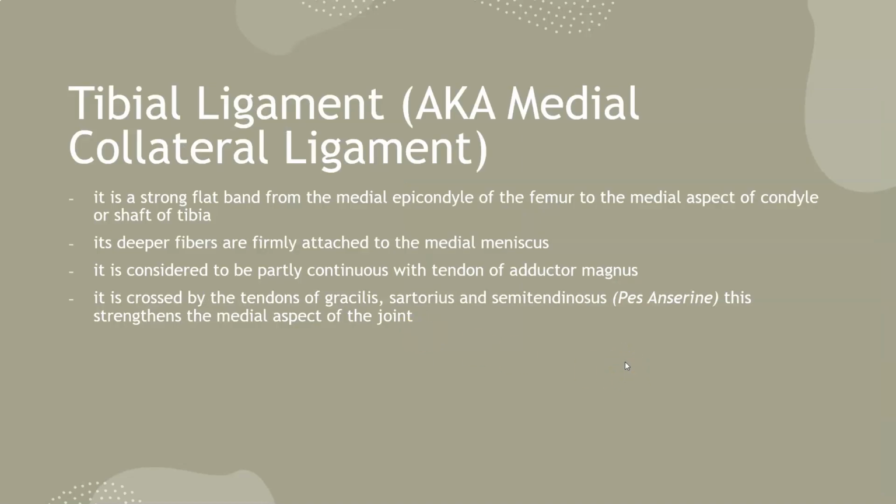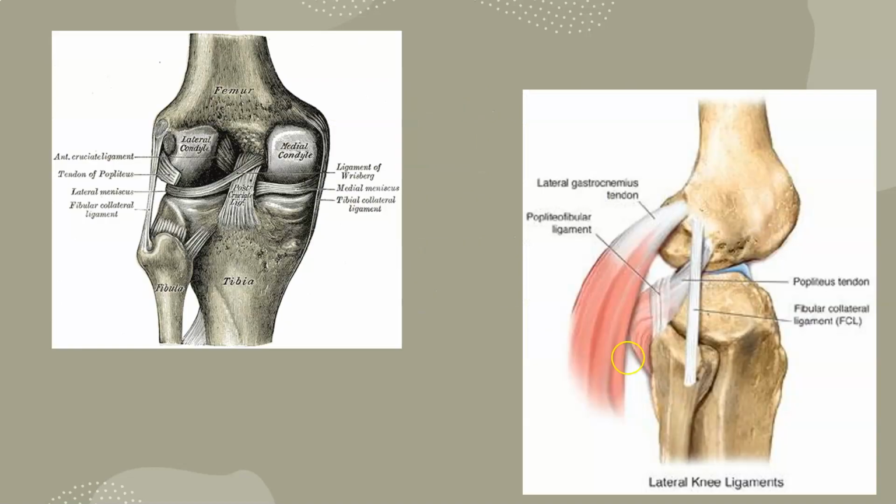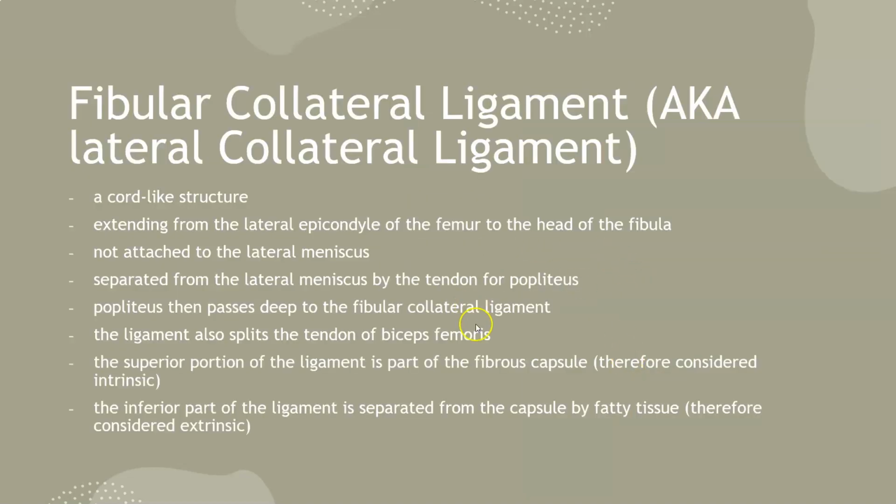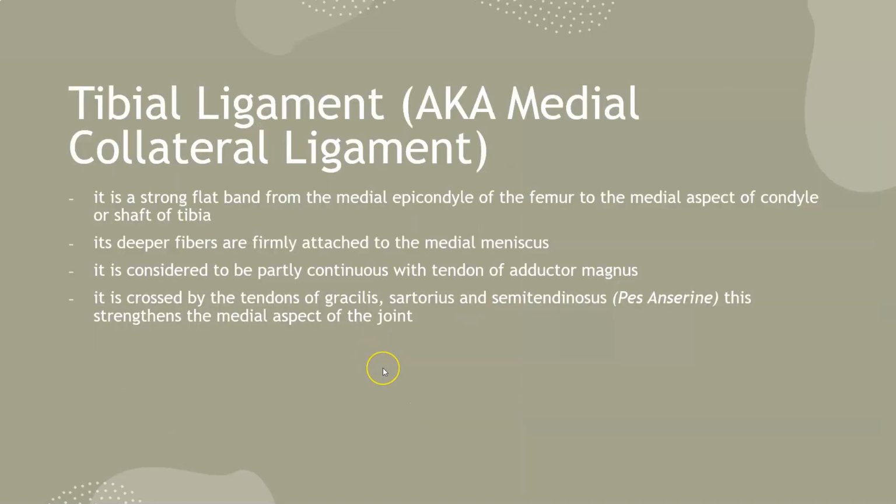The other is the medial collateral ligament, but known as the tibial collateral ligament because it attaches to the tibia. So where the fibular collateral is more cord-like, the tibial collateral is a flat band. So it's a strong flat band from the medial epicondyle of the femur to the medial aspect of the condyle or shaft of the tibia.